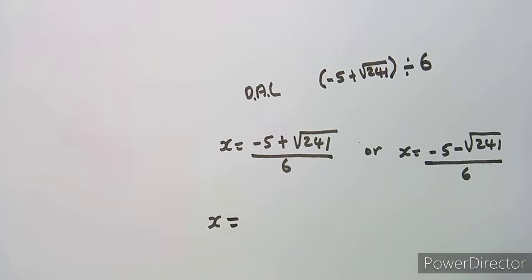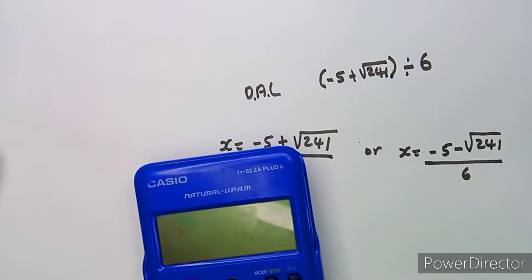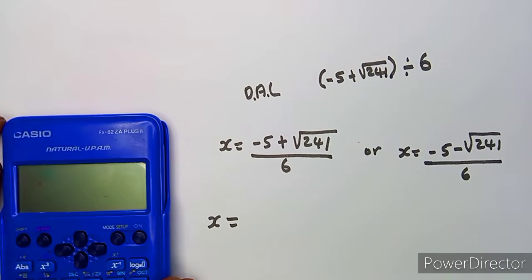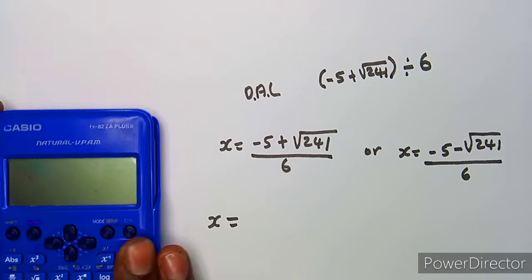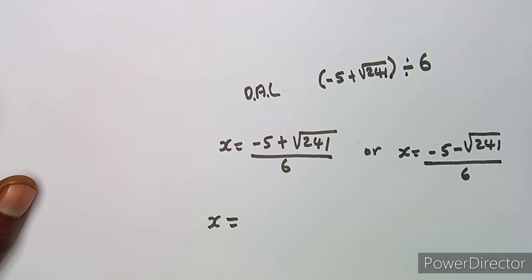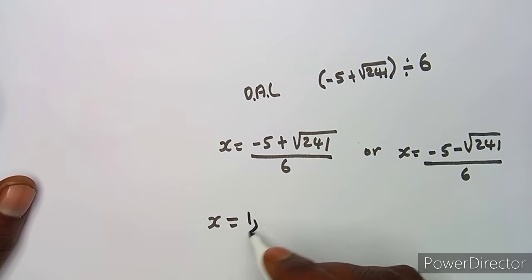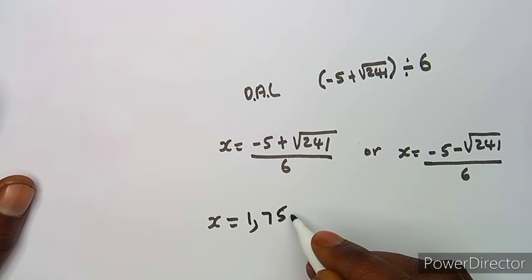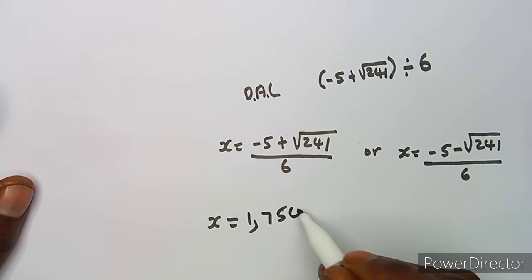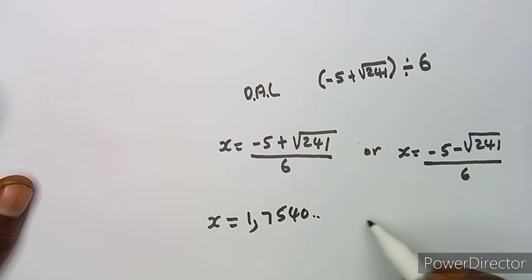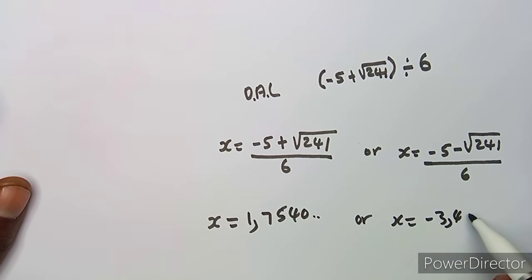But if you are using a direct calculator like this one, all you just need is to substitute properly. So depending on the calculator that you're using, guys, you're going to obtain 1.754029 and so on. Another one is going to give us negative 3.42069 and so on.